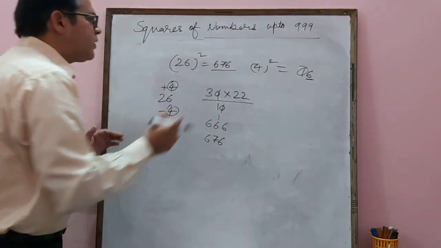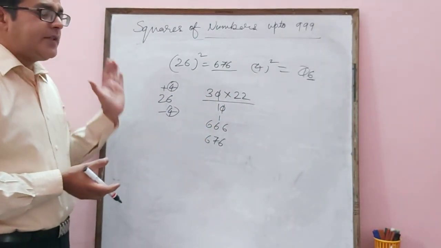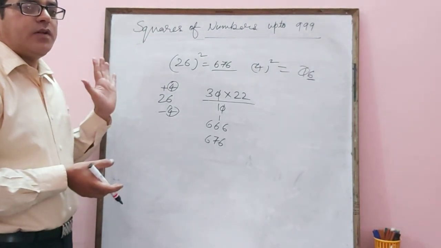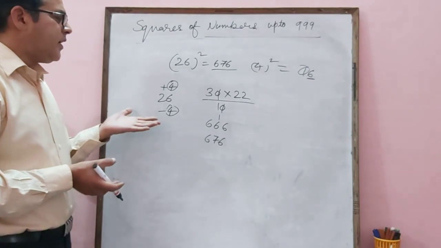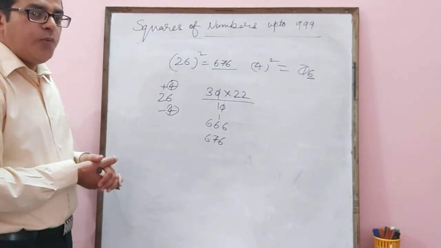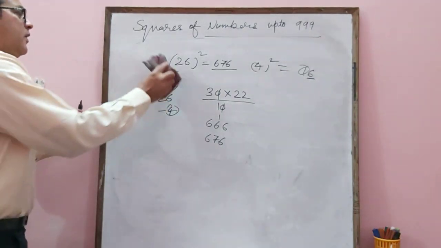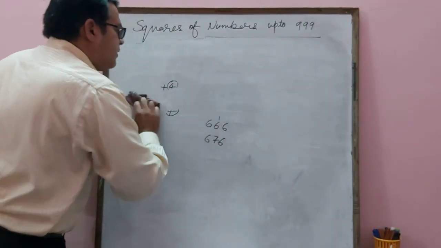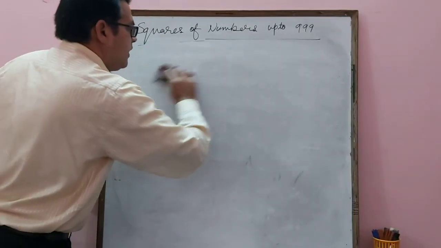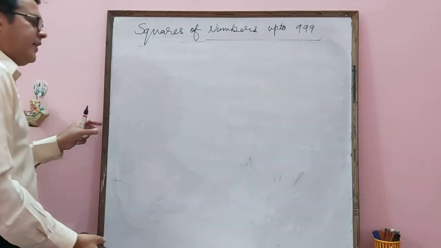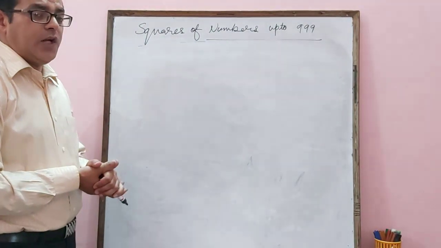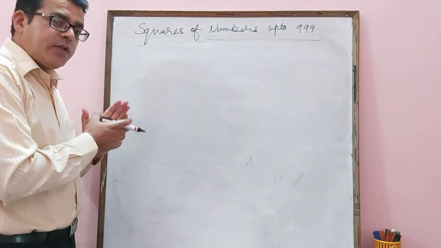So I mean to say that we can use the second method to find the square of any number. It doesn't matter whether it is 2 digits or 3 digits. Hope you understand, guys. The conclusion is there are two methods to find squares of numbers up to 99, and there is one method to find the square of numbers up to 999. Hope you understand how to find squares.